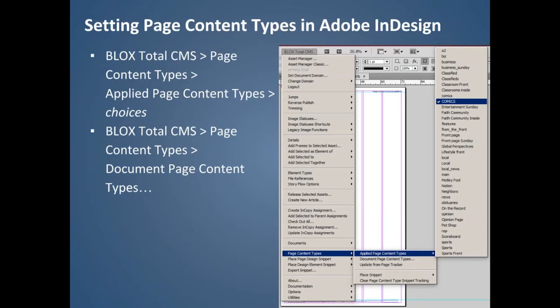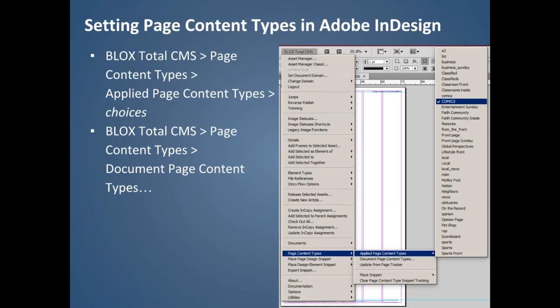Or if you've got a multi-page document, the very next menu item that's there, it's right underneath where it says applied page content types, it says document page content types. That pulls open the same dialog that we saw in the prior suite. So let's go on to the next slide.